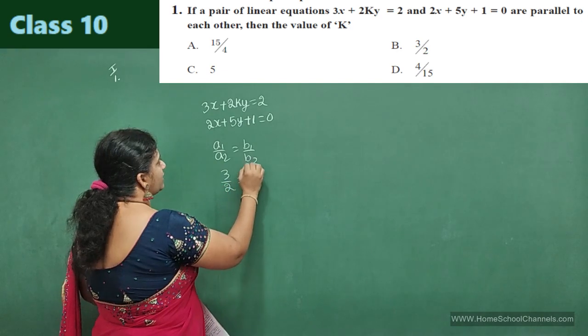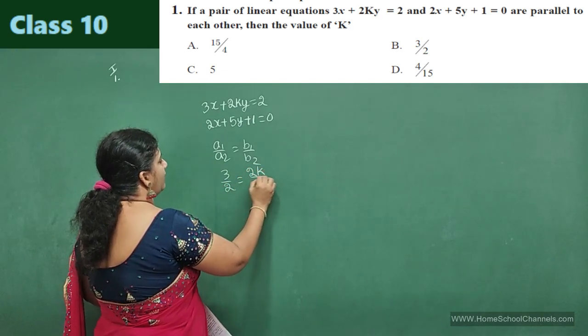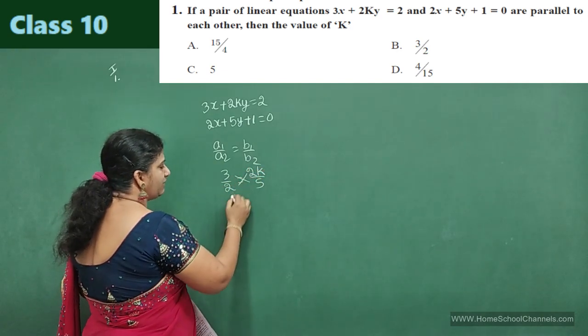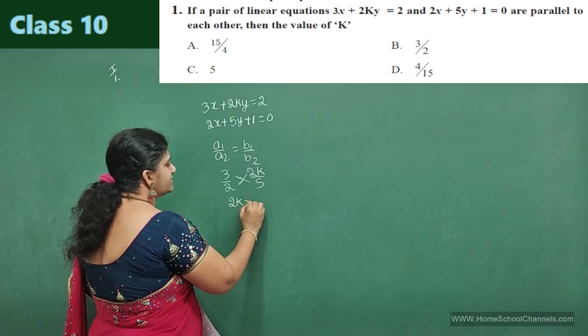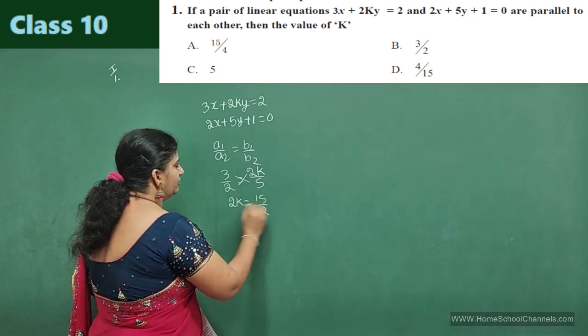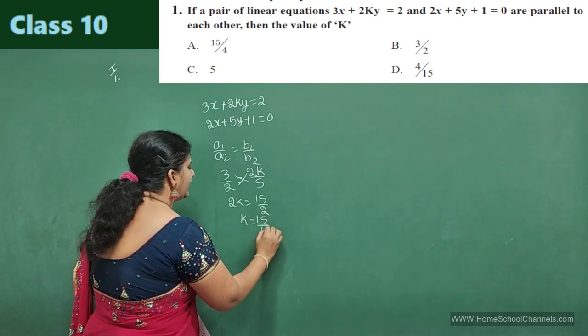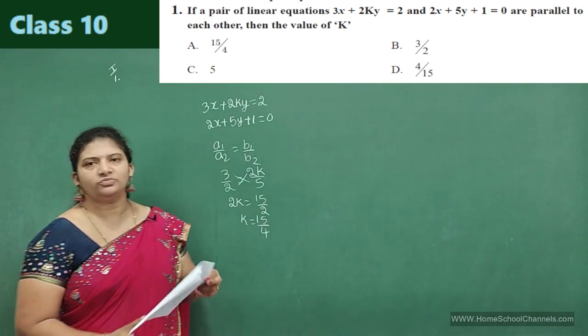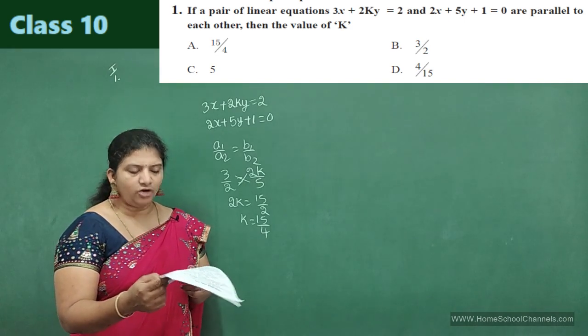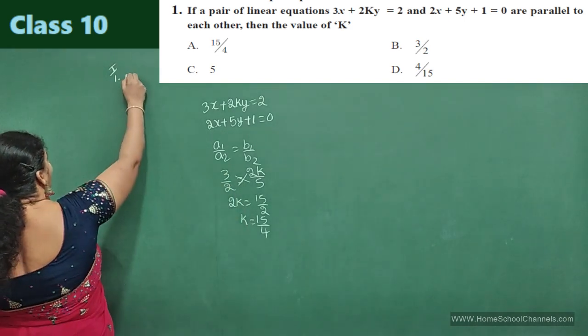3 by 2 is equal to 2k by 5. Cross multiply. 2k is equal to 15 by 2. And this 2 send other side. K is equal to 15 by 4. Check the option. Which is the right option here? Option A, 15 by 4.